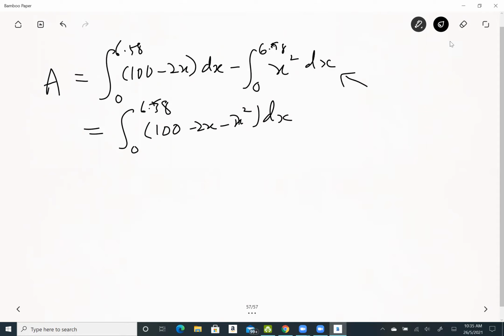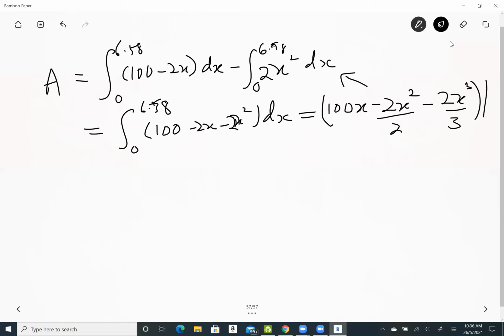So what do you get? You will get what? 100, and the function is 2x squared. Okay, sorry, 2x squared. So what I'll get is 100x, minus 2x squared over 2. And then minus 2x cubed over 3. Right?